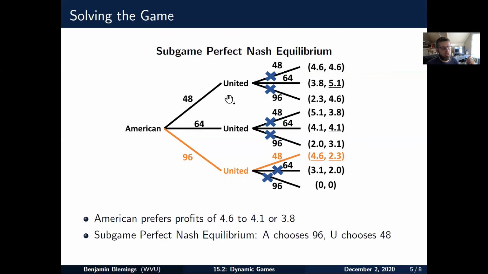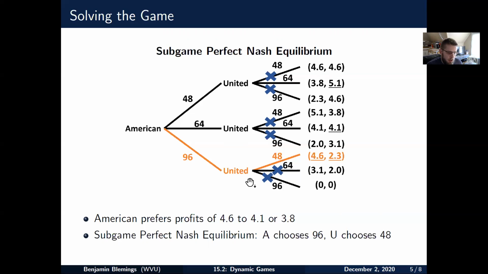We can also generalize this to allow American to choose a range of values. So there's nothing forcing us to have discrete 48, 64, 96. They could choose 48.1, 48.2, 48.3. You need calculus for that, so I'm not going to do it.